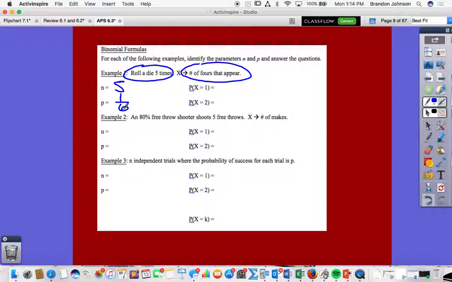Now, here's what we're trying to find. What is the probability that X equals 1? Meaning that over the course of 5 rolls, what is the probability that I will roll a 4 one time? That's what we're finding. Tomorrow I'm going to have us do it on our calculator, and that's really the big part I want you to focus on. But I need to show this to you so you've seen it once. So here's how we do it. We say blank C what?